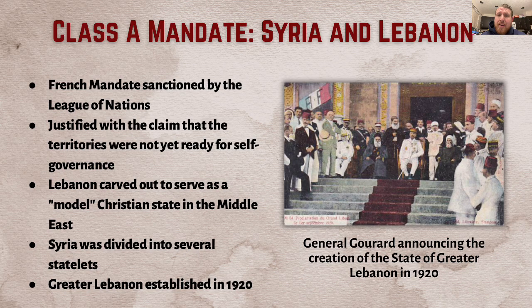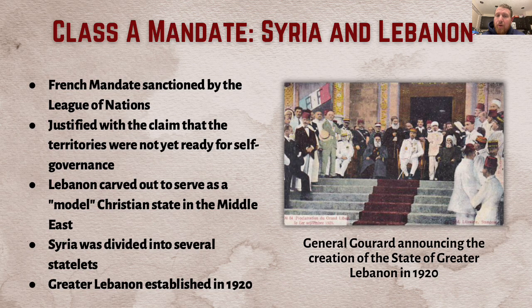Syria was further divided into several statelets, including the state of Damascus, state of Aleppo, the Alawite state, which covers the territory of modern-day Alawite in Syria, and the Jabal Druze state, which is home to the Druze minority. This division was deeply unpopular among Syrians, who saw it as an attempt to fragment their nation and weaken its potential for independence. Greater Lebanon was our next one.